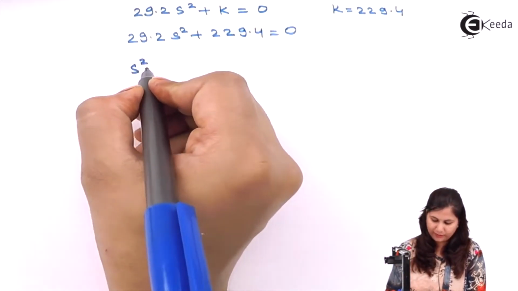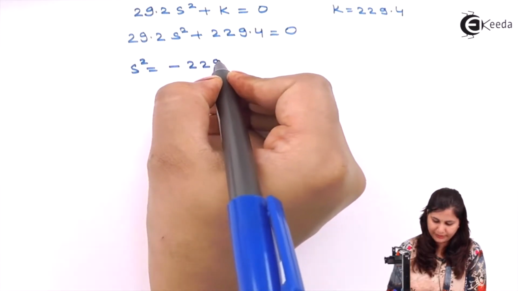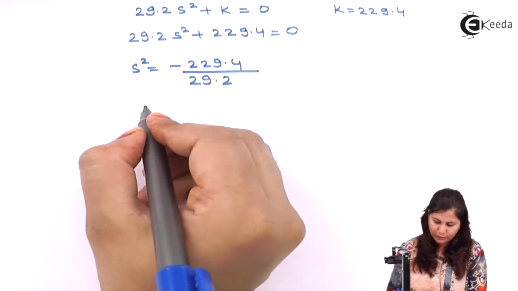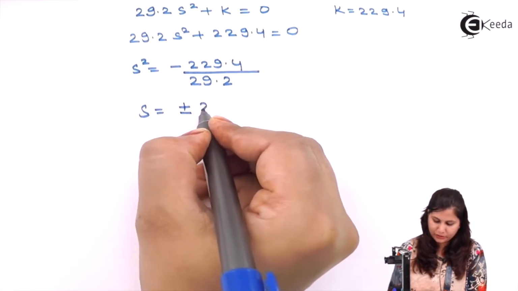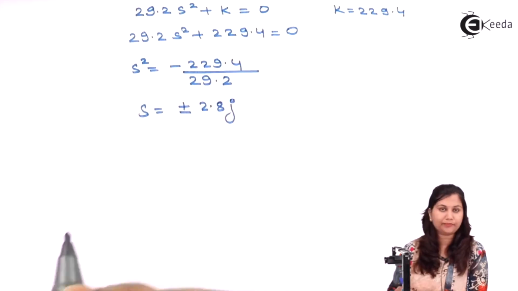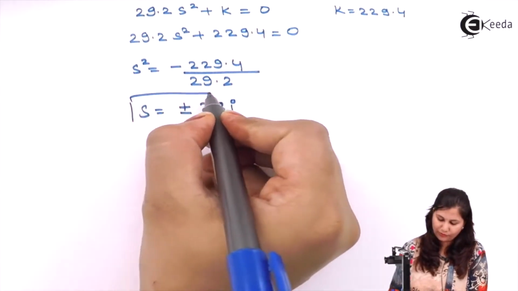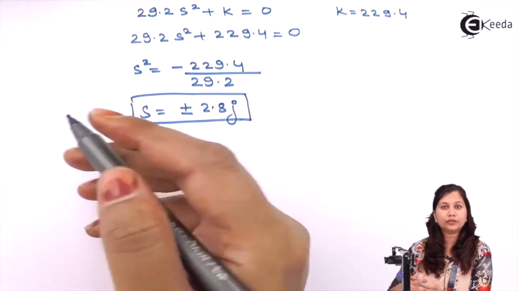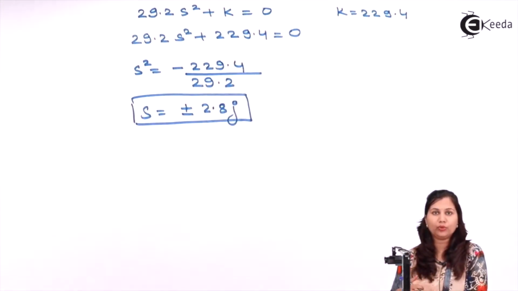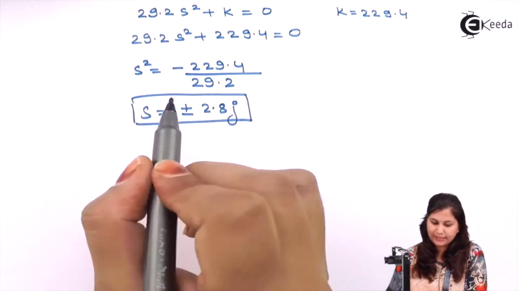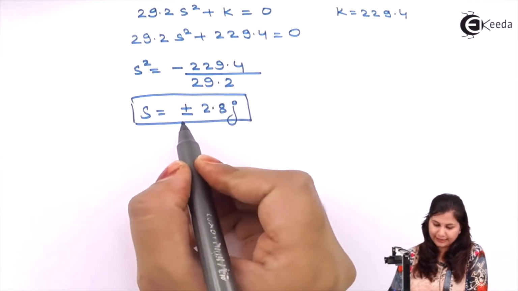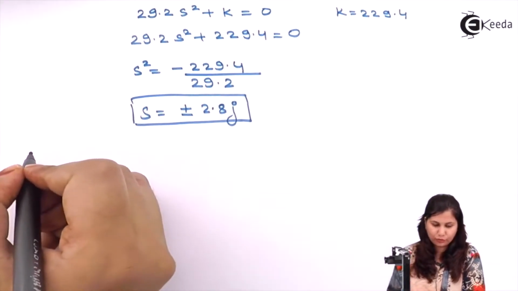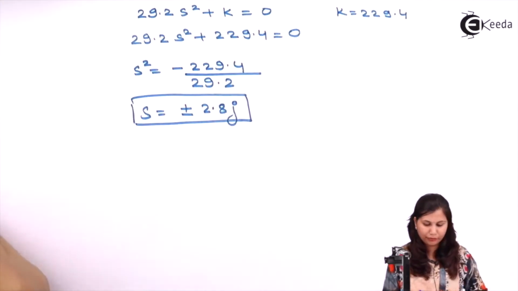So s square will be minus 229.4 divided by 29.2. So s will be equal to plus minus 2.8j. Okay. This is the value of s. So we have two intersection points of the root locus with the imaginary axis. One is plus 2.8j and the second is minus 2.8j.